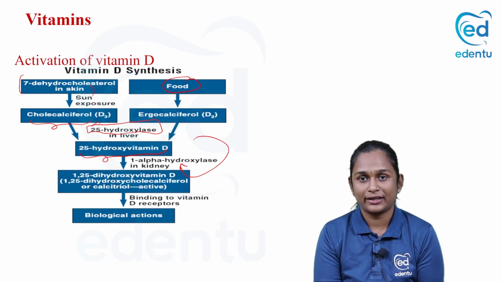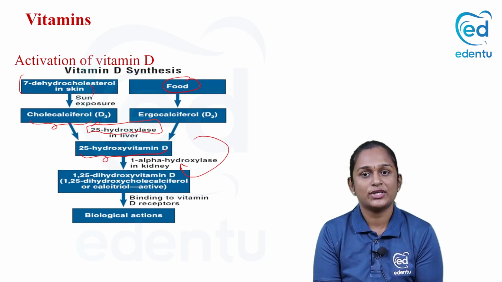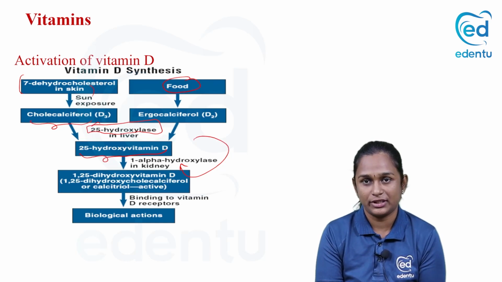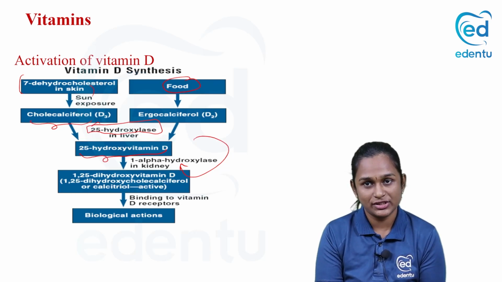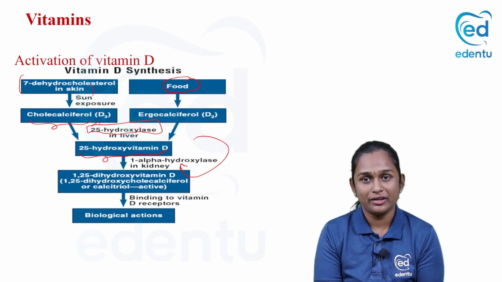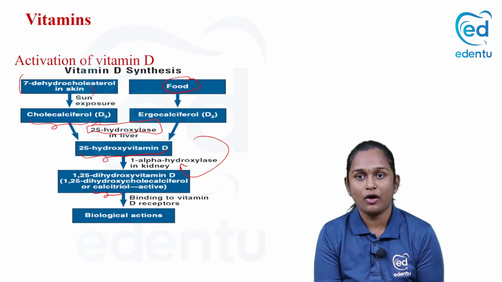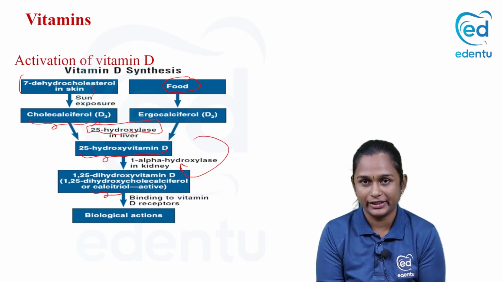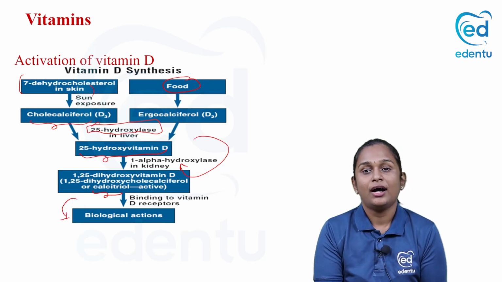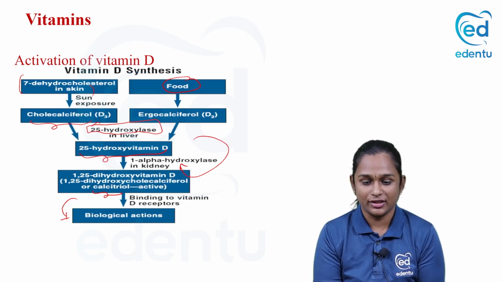So, two-step activation. The first one happens in the liver with the help of the 25-hydroxylase enzyme, which will result in the formation of 25-hydroxyvitamin D. Next, this comes to the kidney with the help of the enzyme 1-alpha hydroxylase. It forms 1,25-dihydroxyvitamin D, that is called 1,25-dihydroxycholecalciferol, otherwise called calcitriol. It has 3 OH groups, so it is called calcitriol. This is the active form of vitamin D. This goes and exerts its action on the target tissues. So this is how vitamin D is activated in our body.